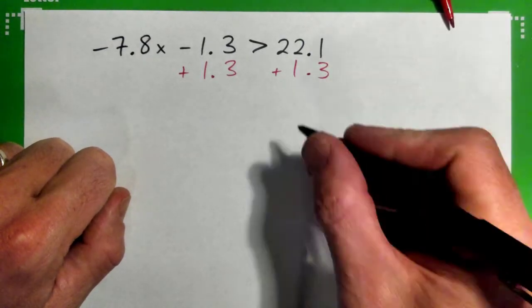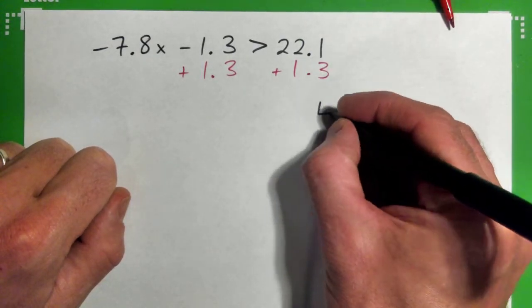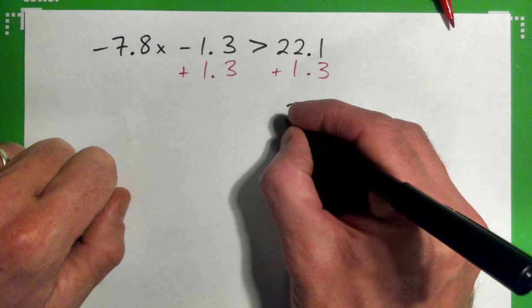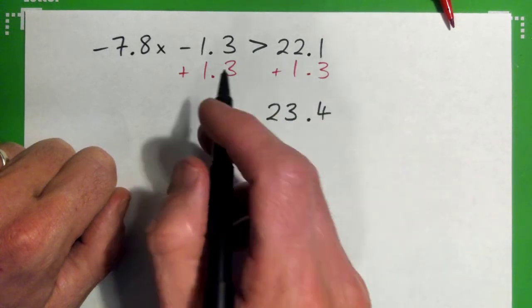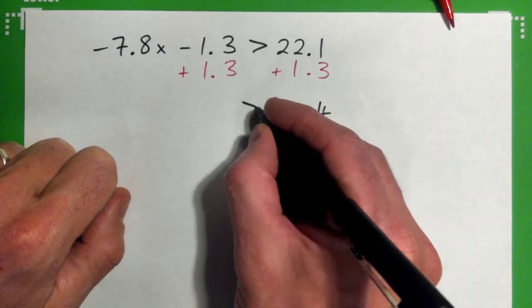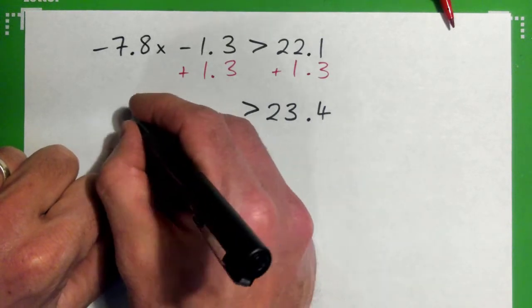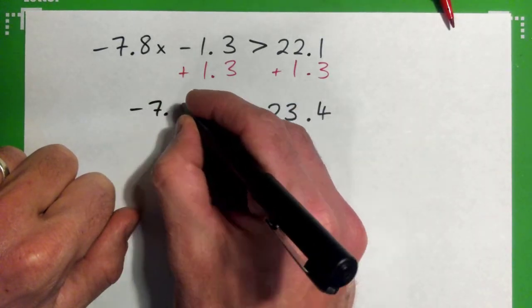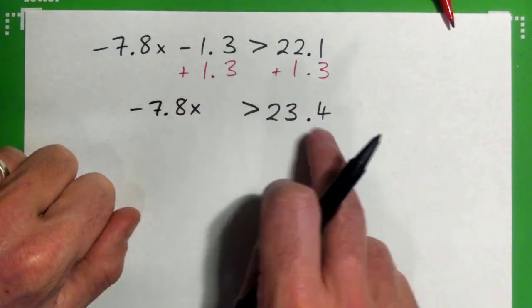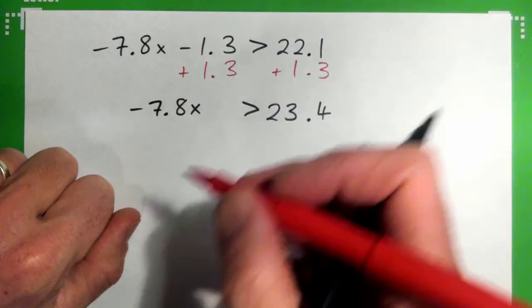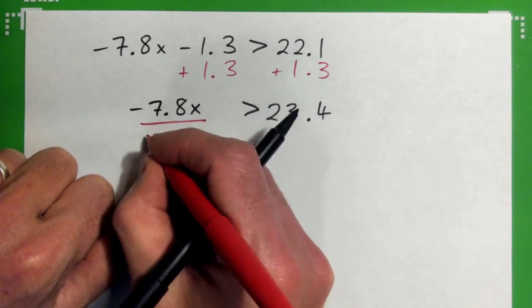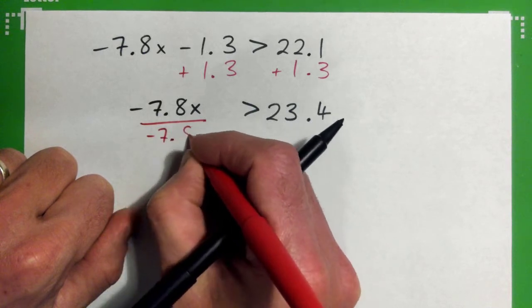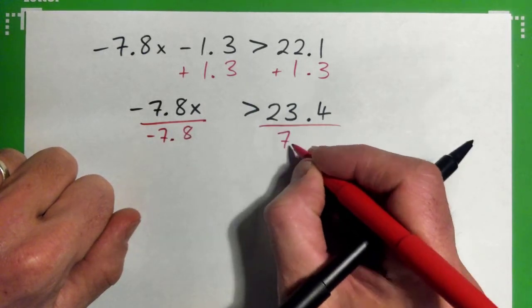And over here we get that, and that makes 4. This makes a 3, so 23.4. And if I add to both sides of an inequality, the inequality stays the same direction. So it's negative 7.8x is greater than this. Okay. Now to get x on its own, I divide by negative 7.8 on both sides.